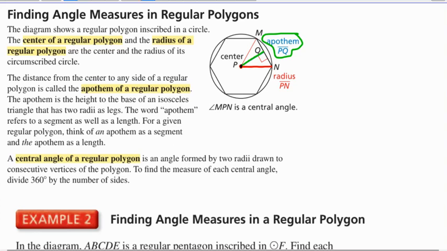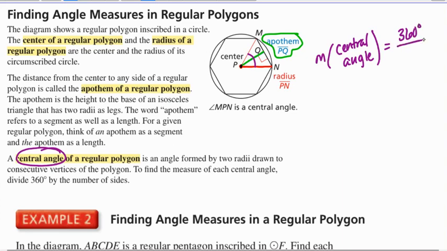Right? And then lastly, we have this term central angle. The central angle is what you get if you measure the angle from one radius to the next radius. And the way that you find the measure of that central angle is that you simply divide 360 degrees, like you would have in a full circle all the way around, by the number of sides of your polygon. N equals the number of sides.